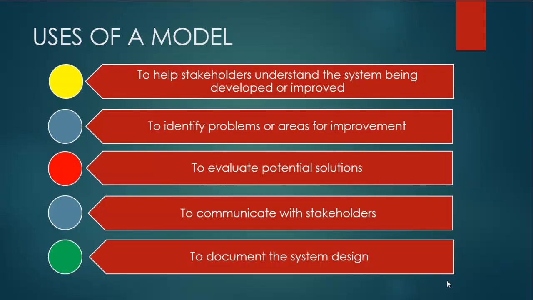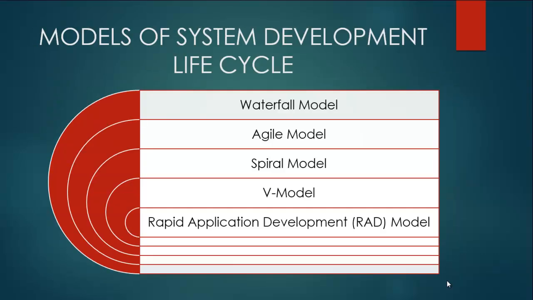And more importantly, models are used to document the system design, to show how the design will be followed to achieve the objective. So that takes us to the different types of model. In the system development lifecycle, we have various models that have been advanced. So we shall now take a look at the various models in the system development lifecycle.